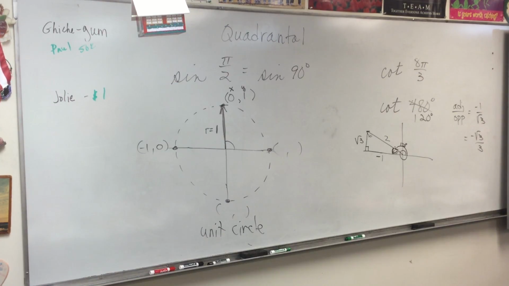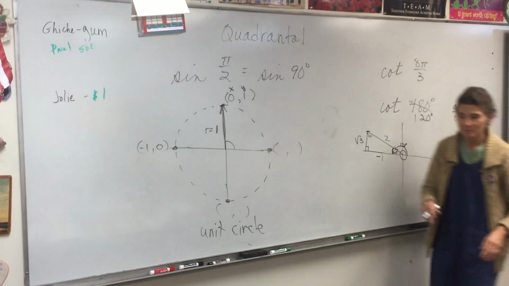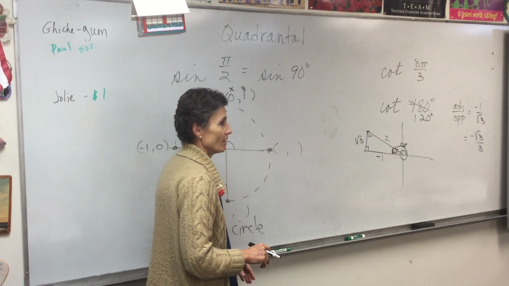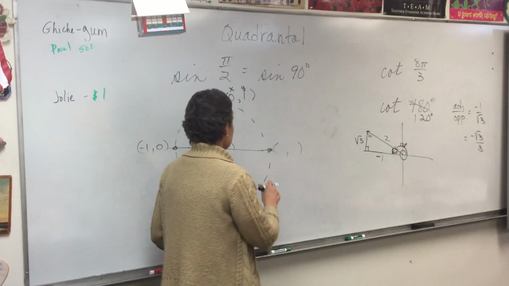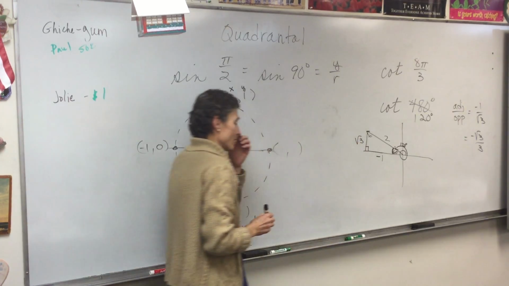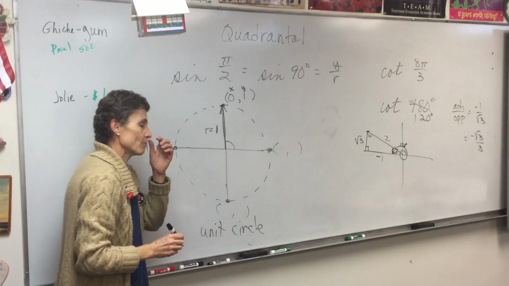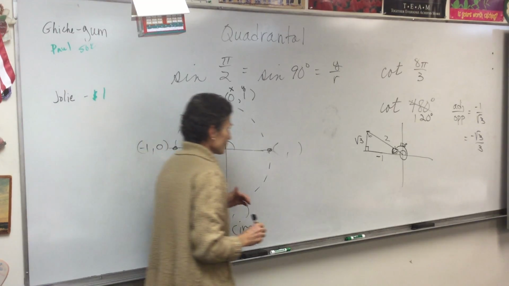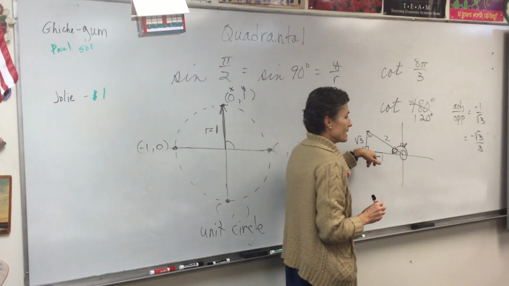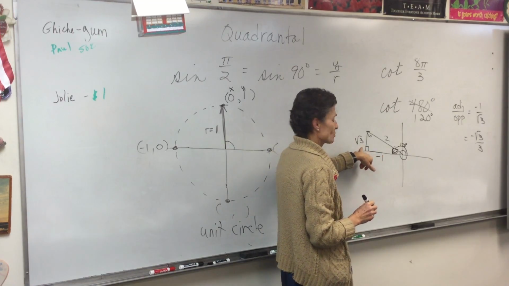Oh no, I put it on the sheet. What else is sine? Y over R. Sine is y over r. Now, before you start freaking out, good job memorizing, by the way. Before you start freaking out, I want you to look over here at this one.